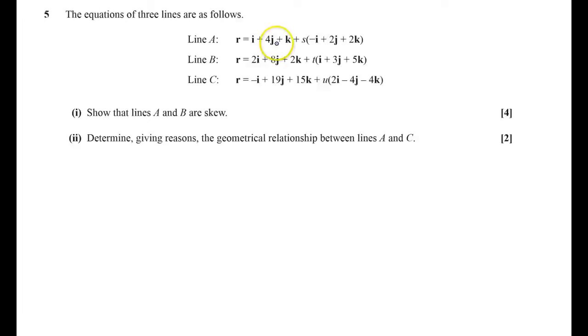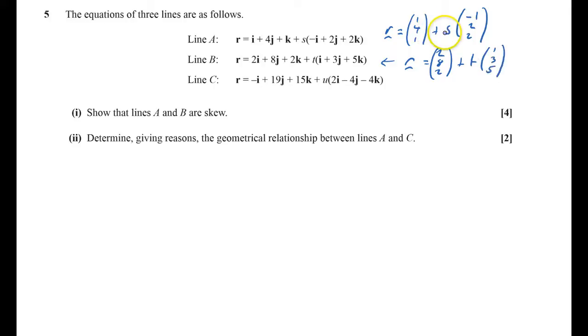Okay, given an IJK notation, I hate that, so I'm going to rewrite this one. So r equals (1, 4, 1) plus s lots of (-1, 2, 2), and line B will be r equals (2, 8, 2) plus t lots of (1, 3, 5), and line C is, I'll put that in later.